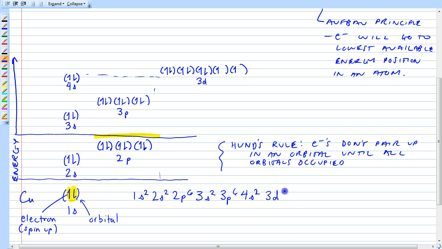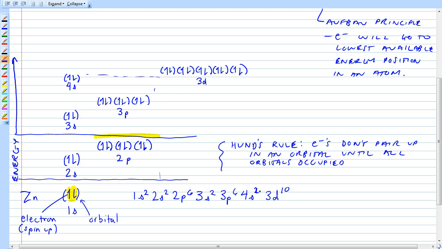Now when we get to copper, we're going to get a little exception here again. We would expect this to be 3d9, and we would expect it to look like this with just one empty space. But what happens is this electron gets promoted up to here, like this. So this is similar to chromium. We get an exception. We get a promotion of a 4s electron into the 3d. And again, it's because the 4s and the 3d are actually very close in energy. And then when we go to zinc, we fill up the 4s again so that everything's full there. So that would be zinc.